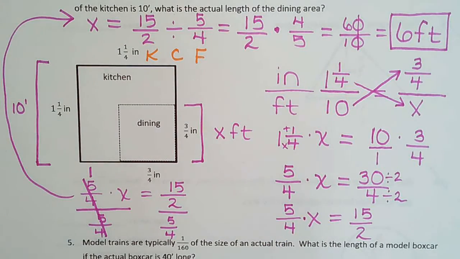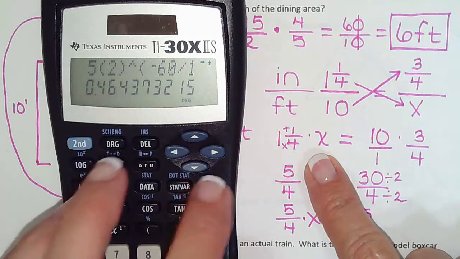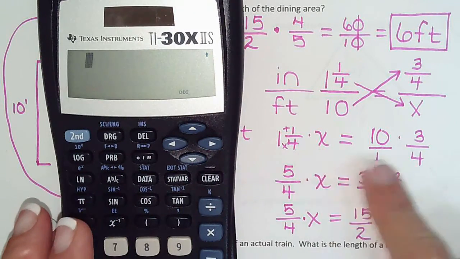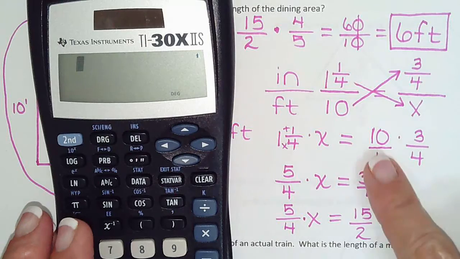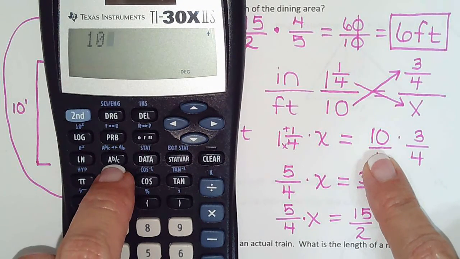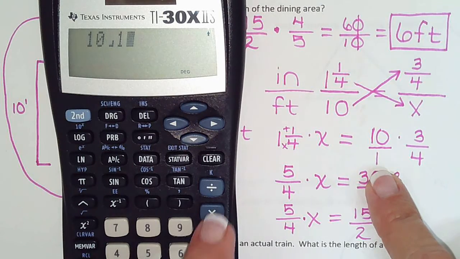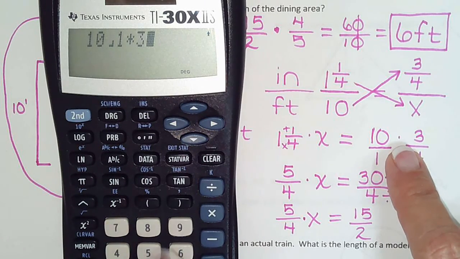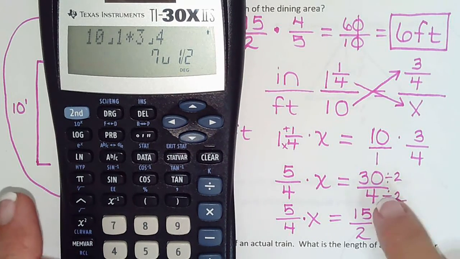So you want to see how to do that on the calculator? The calculator can do it in about 2 seconds. So we write this step out, so we have it for our calculator. So 1 1/4 times x equals 10 times 3/4. So on our calculator, we type in 10. And remember how I said this is the fraction key? Fraction bar 1, and you don't really have to write that, times 3 fraction bar 4. And it gives us 7.5.